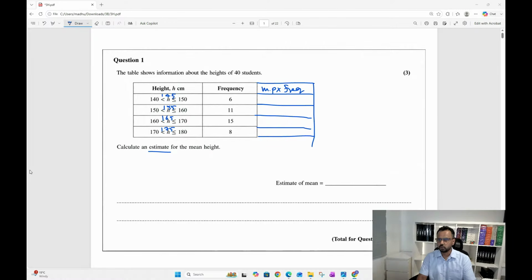Now all we need to do is simply 145 multiplied by 6 is 870. 155 times 11 is 1705. 165 times 15 gives me 2475, and 175 times 8 gives us 1400. Guys, if you are new here, I'm just telling you, we are starting from easier questions and making them progressively harder.